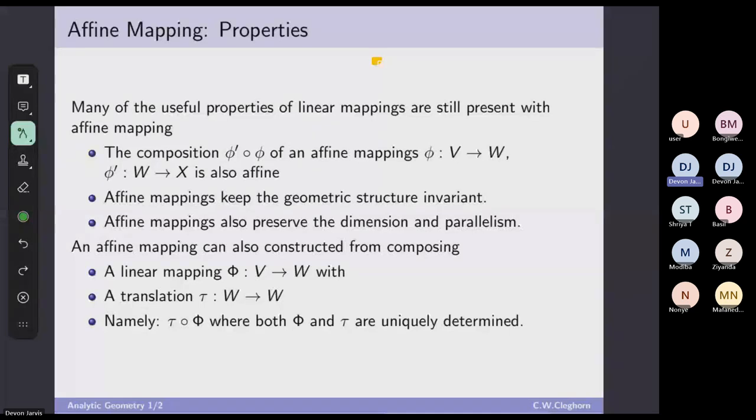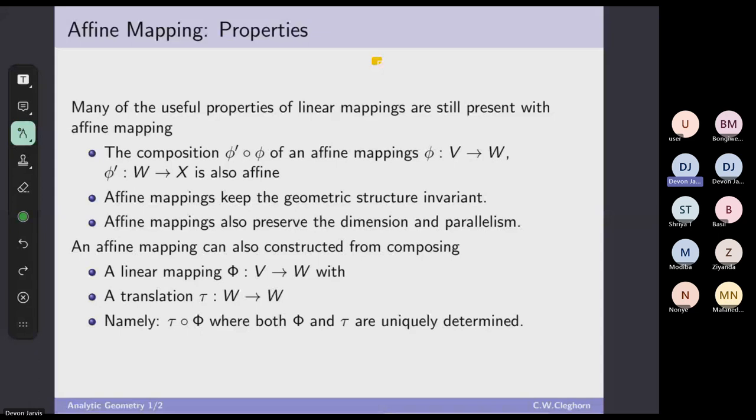Okay, and then the properties of affine mappings come pretty much from your vector spaces and vector mappings. Many of the useful properties of linear mappings are still present with the affine mapping. The composition of two affine mappings is an affine mapping. So if I have two vector transformations with two of these shifts and I combine them, it's the exact same thing. Then the affine mapping keeps the geometric structure invariant, which means the number of dimensions is preserved and the parallelism is preserved.